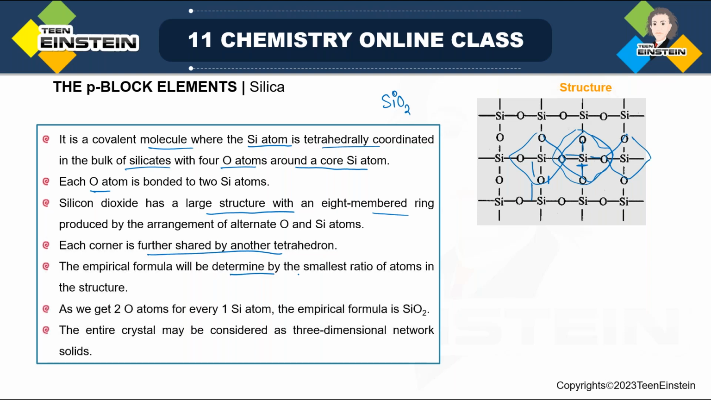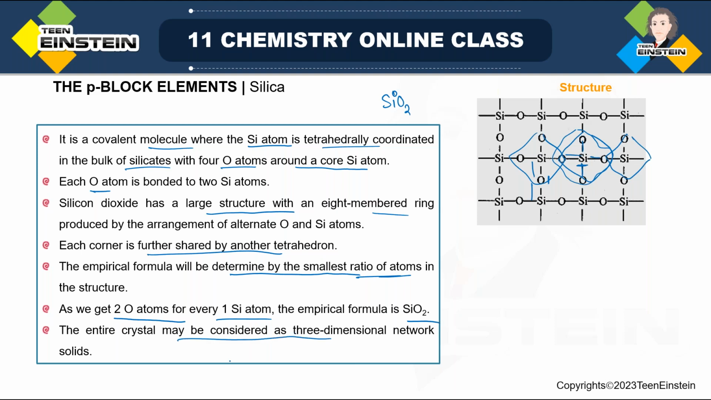The empirical formula is determined by the smallest ratio of atoms in the structure. So though there is a large structure, if we consider the smallest ratio of atoms, suppose you know the total number of silicon, you would also know the total number of oxygen. If we take the ratio, it is observed that 2 oxygen atoms are present for every single silicon atom. That is why we always use the empirical formula to express it, because that is easier, and it is SiO2, per silicon, 2 oxygen atoms.